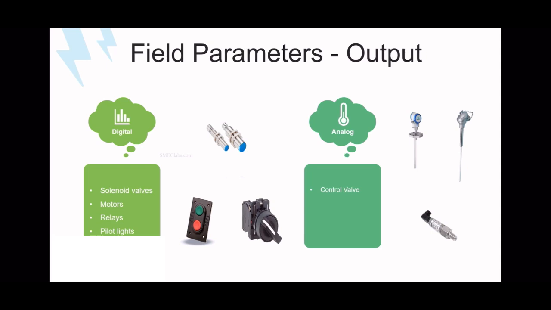Okay, then the next one, the outputs. For the outputs you can see there is also digital and analog. For the digital you can see the relays, motors, pilot lights and solenoid valves. In the case of small solenoid valves there is only on and off condition. But in the case of analog you can see the control valves. That means you can adjust the level of the valves. These are the main outputs in the field parameters.